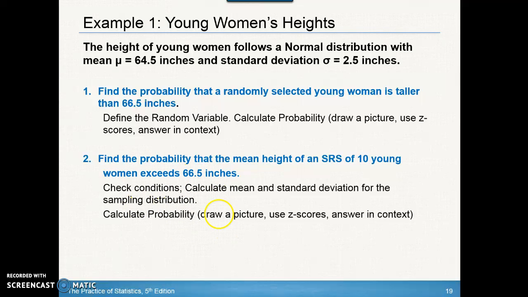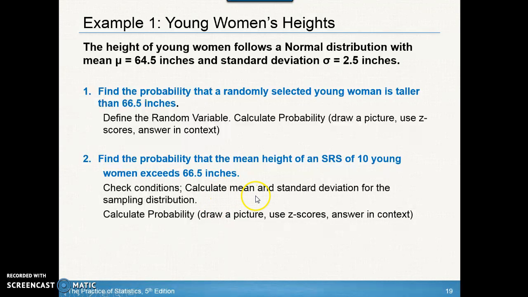Here's how you can do this one. You have to check the conditions. What are your conditions? Is it a simple random sample? Yep, simple random sample. Is it approximately normally distributed? Well, 10 young women doesn't meet the CLT, but the original distribution is approximately normally distributed, so good to go. And is it independent? There are definitely more than 10 times 10, or 100, young women.